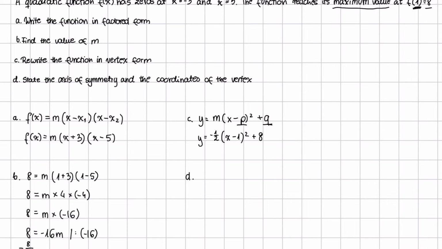D, state the axis of symmetry and the coordinates of the vertex. So our axis of symmetry is always where we have our vertex. So in our case, maximum value. So our axis of symmetry is always x equals something, and we know that our maximum value is at x 1. So our x is 1, and coordinates of the vertex, so vertex is maximum or minimum value.